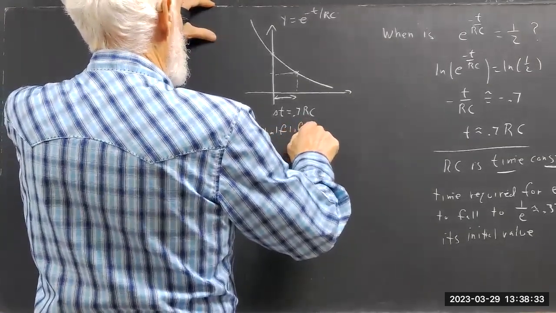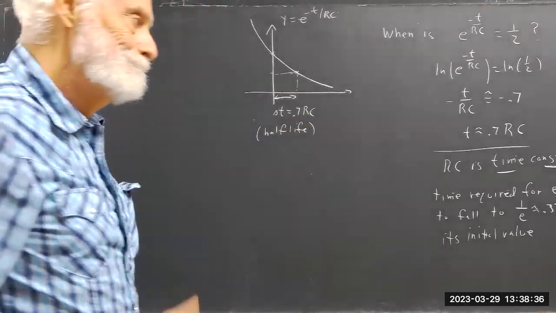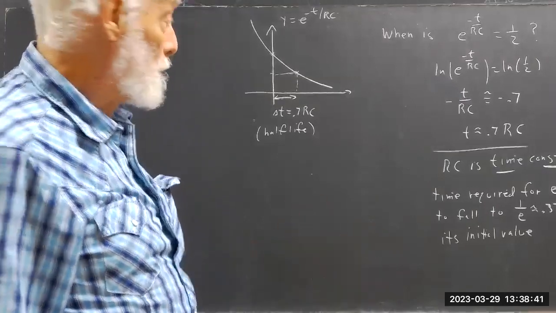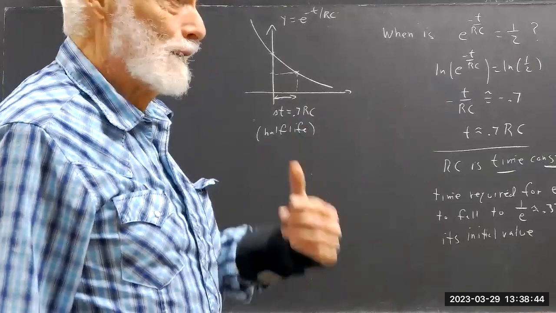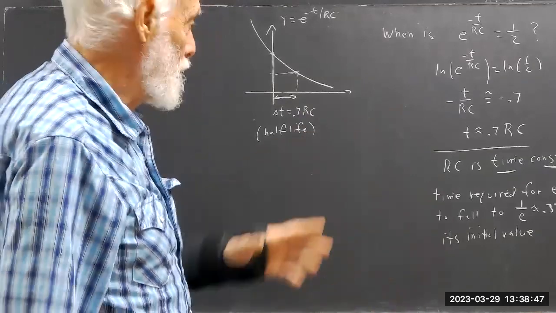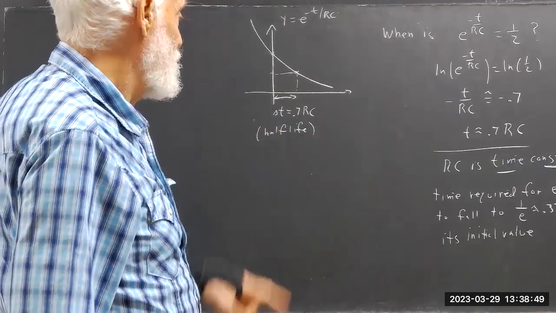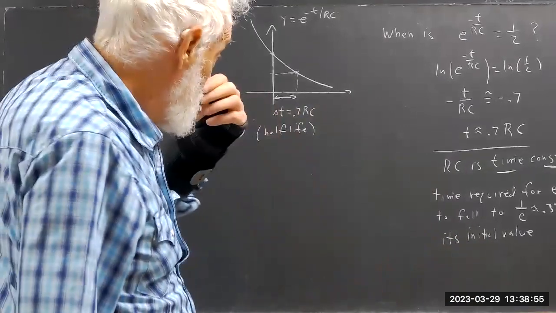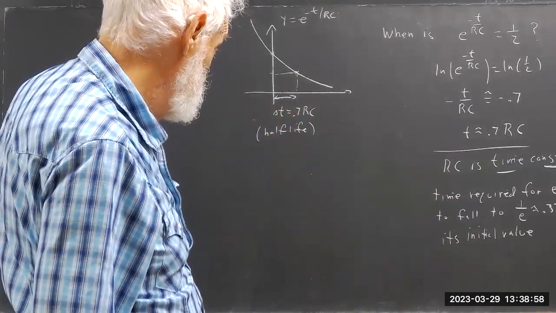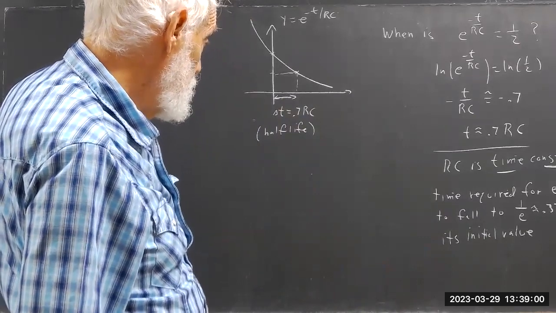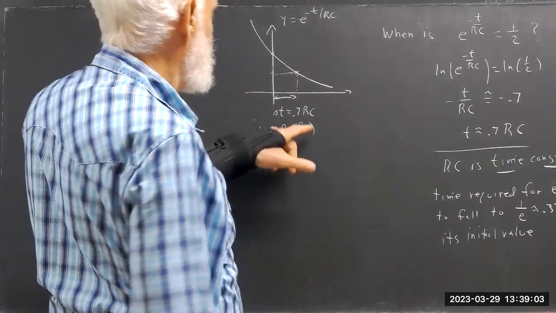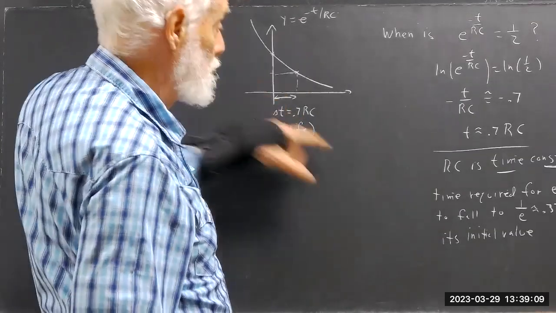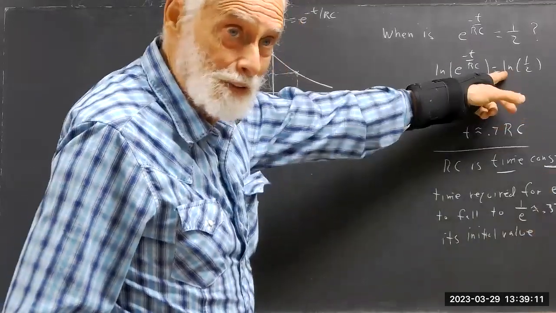I'm sure you're familiar with the idea of half-life. You probably encountered that in a differential equations course, and some of your engineering. And then the time constant is just plain old RC. It's about that much bigger. It takes a little longer to fall to 0.37 than it does to 0.5.